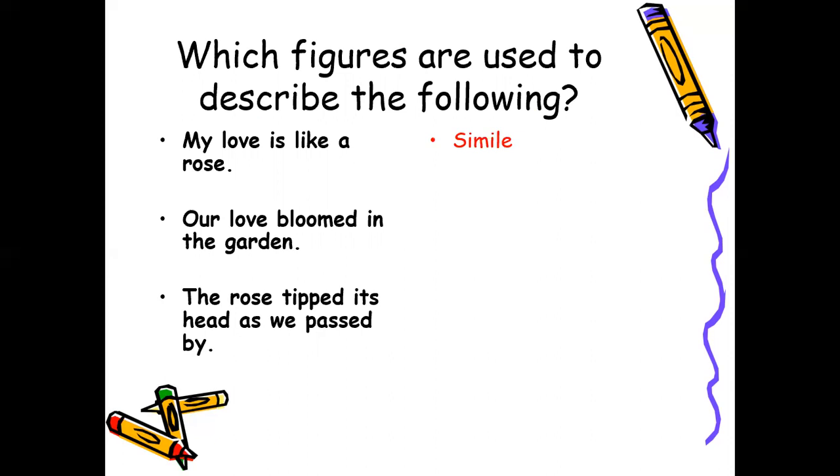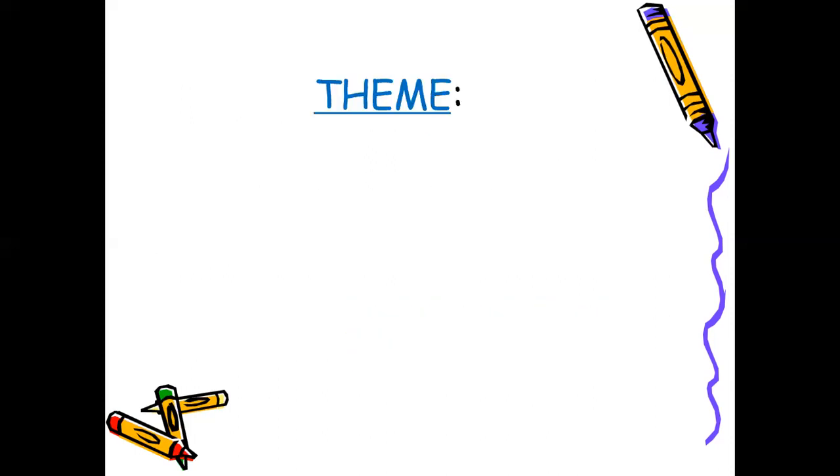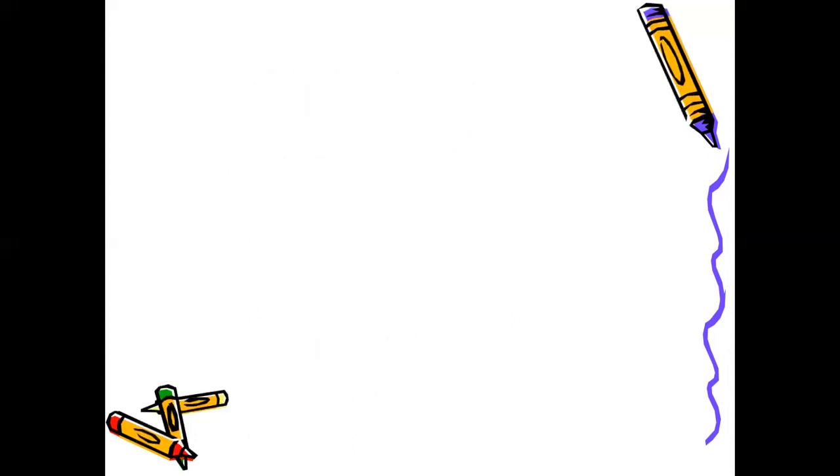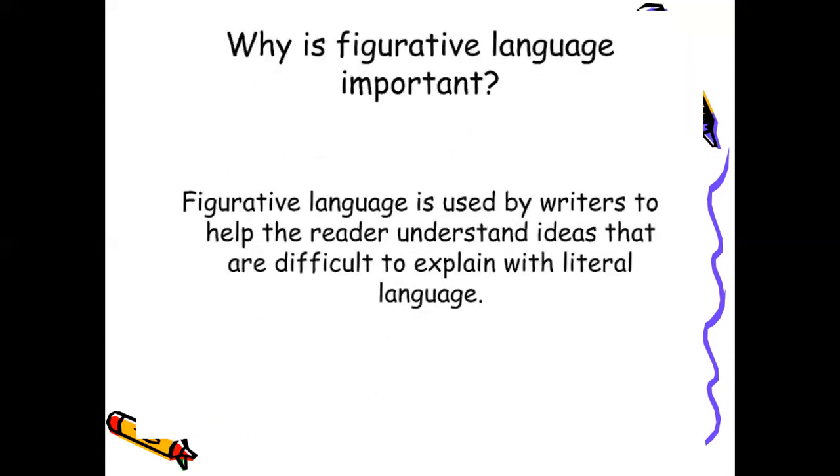So this is hard to explain in literal language. Shall he say, our love grew in the garden? Can love grow in the garden? Or just our love grew in the hearts? No, this will give a better imagery. Our love bloomed in the garden. As if you can see an amazing red rose growing in the garden.